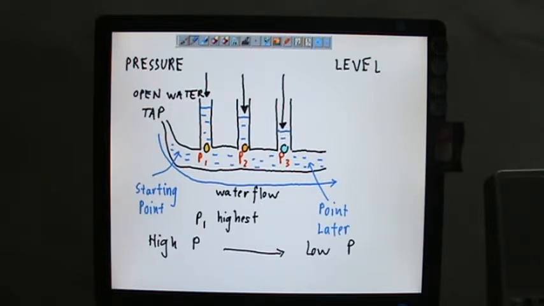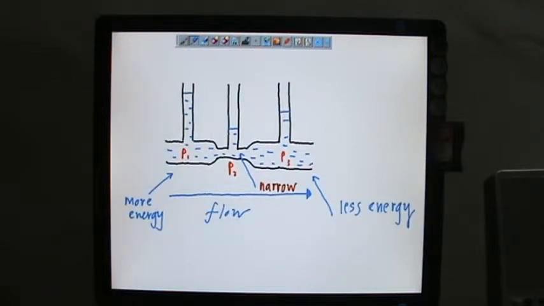Okay, let's try another example. You have this tube again with 3 branches, but one thing special is there's a narrow channel here, and the flow is from left to right. At the starting point, the water has more energy, the right hand side has less energy. Okay, so generally I would call this A, B, C.